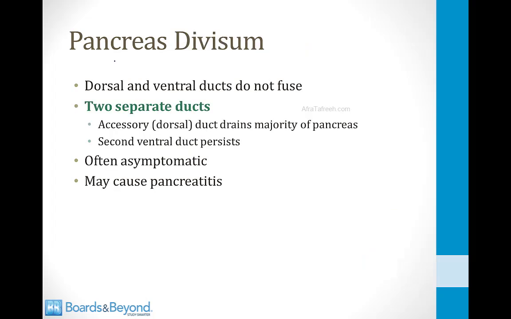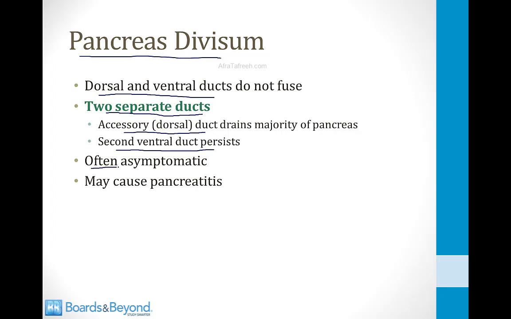Another embryologic anomaly of the pancreas is called pancreas divisum. This occurs when the dorsal and ventral ducts do not fuse, so that the pancreas drains via two separate ducts. That smaller accessory duct I showed you before fuses with the dorsal duct and drains a majority of the pancreas. I'll show you a picture of that in a second. And a second ventral duct persists and drains the remainder of the pancreas.